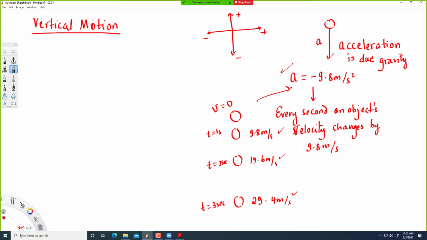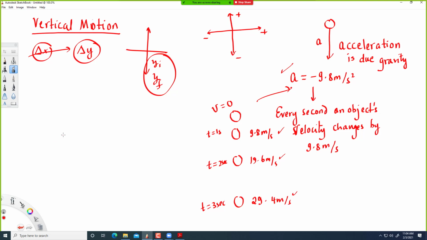Besides that, everything else is the same. Instead of delta x for vertical motion, we'll be using delta y. The position in the vertical motion is denoted by y initial and y final. So let's look at a problem to see how we apply the formulas. Let's look at the first problem on worksheet 3.